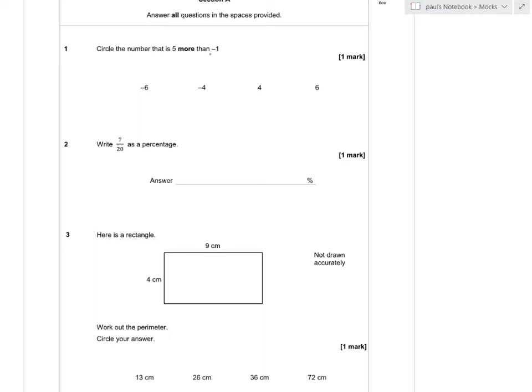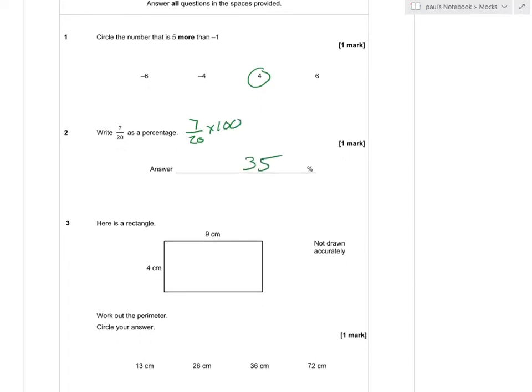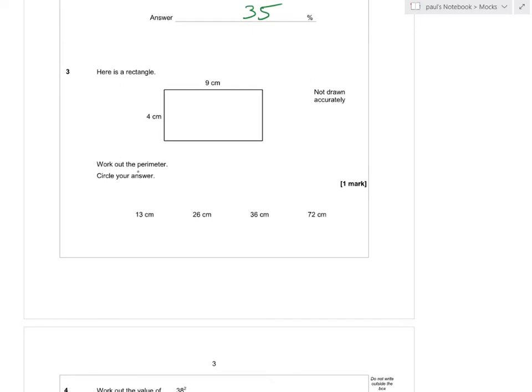What is 5 more than 1? 4 minus 1 is 4. 7 over 20 as a percentage, so 7 divided by 20 times 100. I did 7 divided by 20 times 100, and that came out as 35%. And a rectangle, what's the perimeter? So that's 4, that's 9. So 13 and 13 are 26.